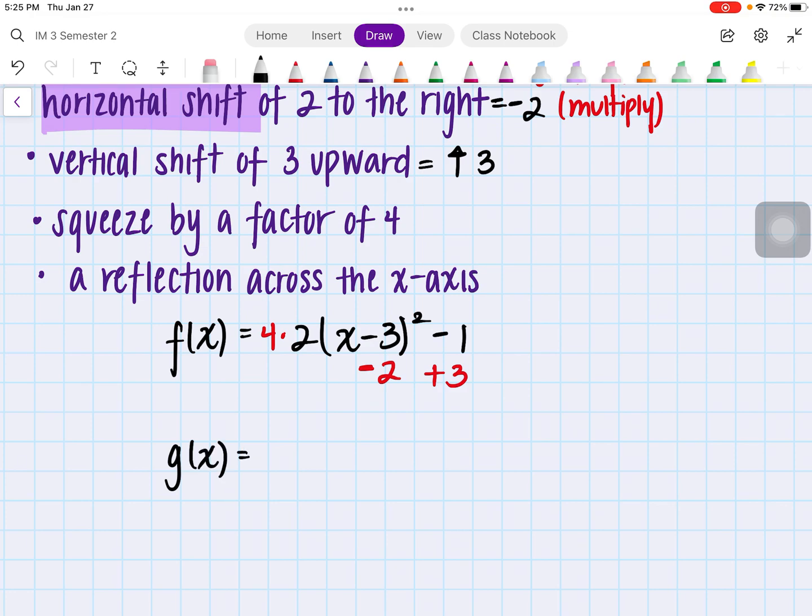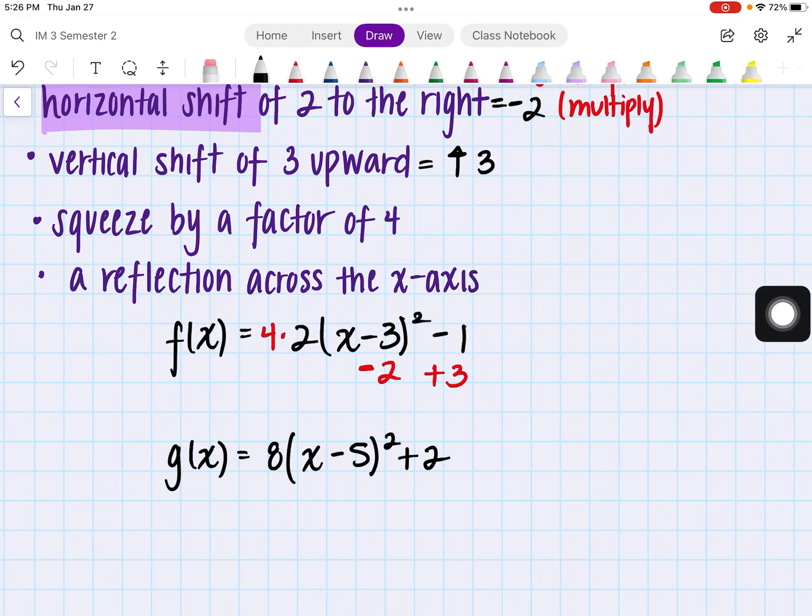And I have g of x equals 4 times 2 is 8, times (x, negative 3 minus 2 is negative 5) squared, and then negative 1 plus 3 is 2. So in this case, we're almost done because we do have one more thing.